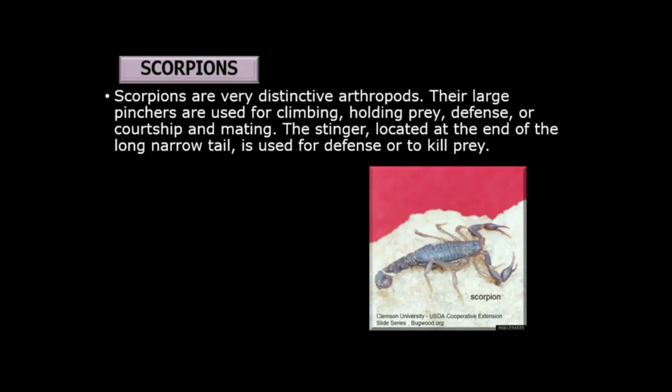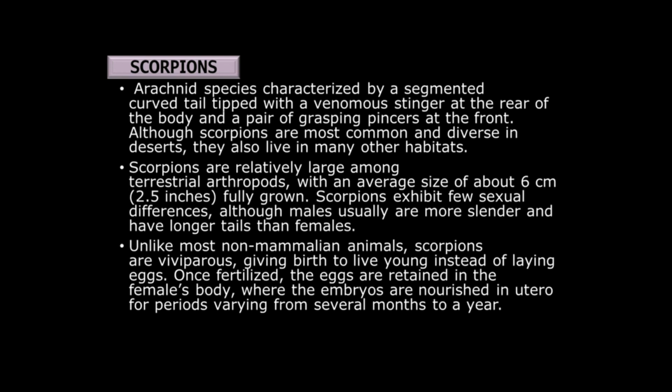Scorpions are very distinctive arthropods. Their large pinchers are used for climbing, holding prey, defense, or courtship and mating. The stinger, located at the end of the long, narrow tail, is used for defense or to kill prey. Scorpions, arachnid species characterized by a segmented, curved tail tipped with a venomous stinger at the rear of the body and a pair of grasping pinchers at the front.